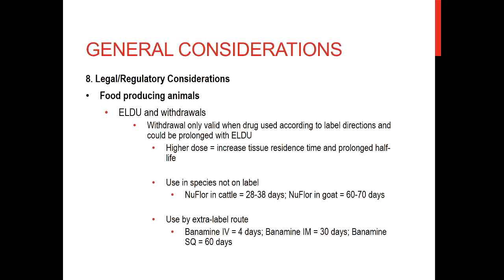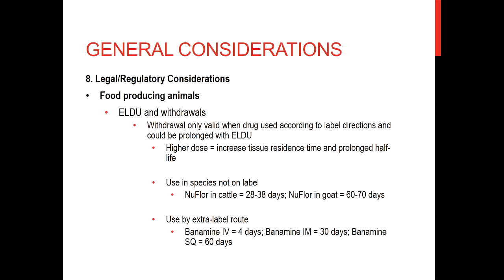So these restrictions apply. Now, keep in mind that the withdrawal times that are set for drugs in food-producing animals are only valid if I use them according to label directions. If I deviate from that label, everything goes out the window. Those assumptions may not be proper. If I use a higher dose, it increases tissue residence time and it prolongs the half-life. The labeled dose of procaine penicillin G in cattle is 1 mil per 100 pounds of body weight. At best, that is subtherapeutic. So the dose that we commonly recommend is 3 to 5 mils per 100 pounds of body weight. The label withdrawal on procaine penicillin G is 10 days from slaughter. But if I went to 3 mils per 100 pounds of body weight, does 10 days still hold true? No. It would go out to about 28.